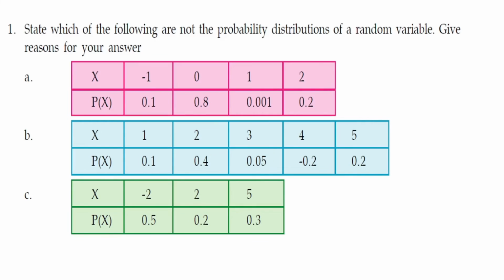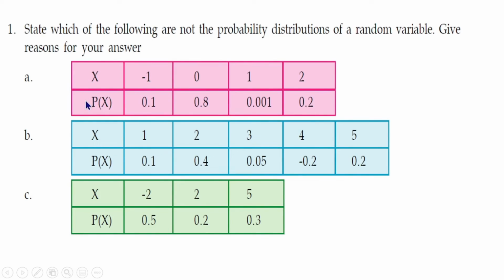Now, these are the questions from the check your progress section of Unit 4, probability distribution, in the student support material. State which of the following are not probability distributions of a random variable. Give reasons for your answer. So the first part, A part.